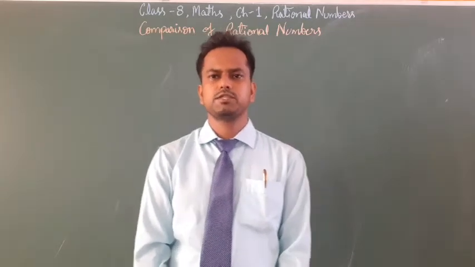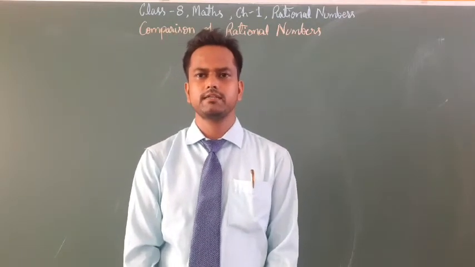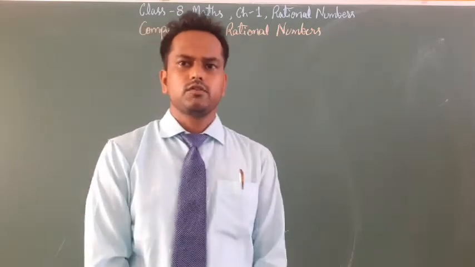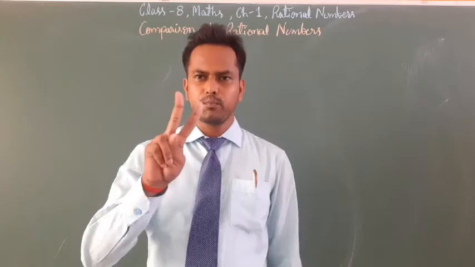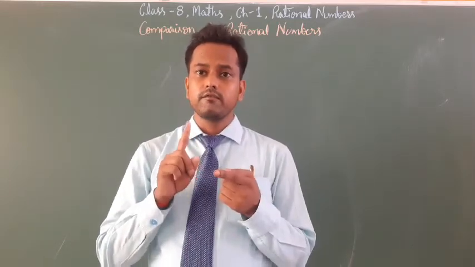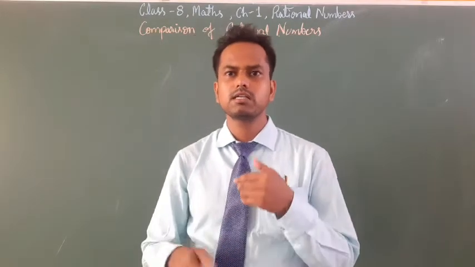Today I am going to teach you comparison of rational numbers, which is taken from class 8 mathematics chapter 1, rational numbers. So the first rule is: when we compare two positive rational numbers, the one with larger absolute value is bigger. What does it mean?